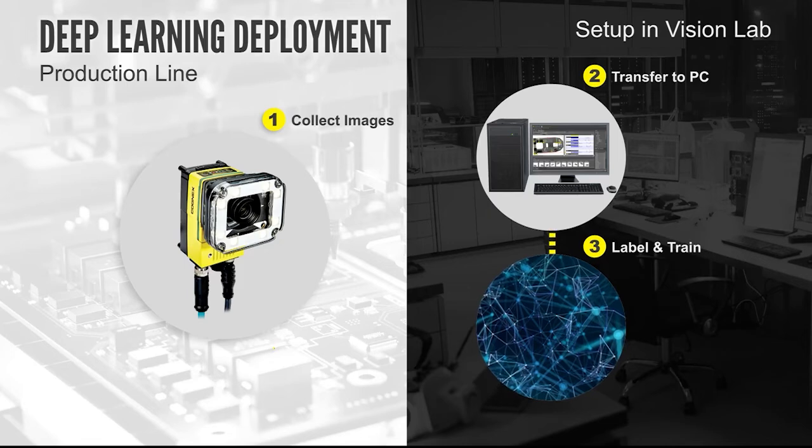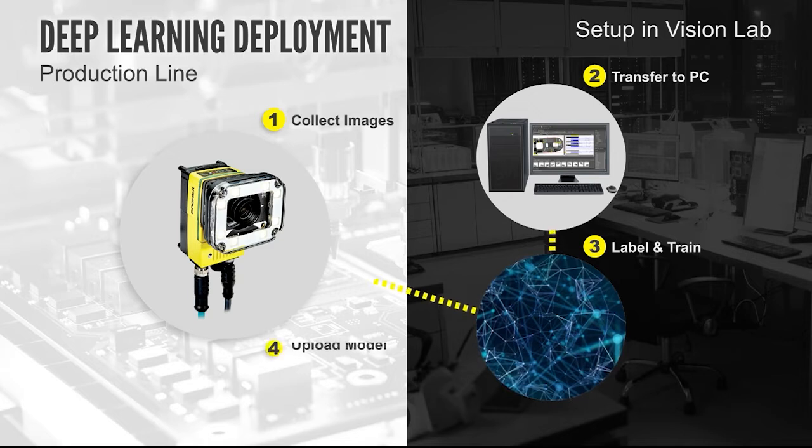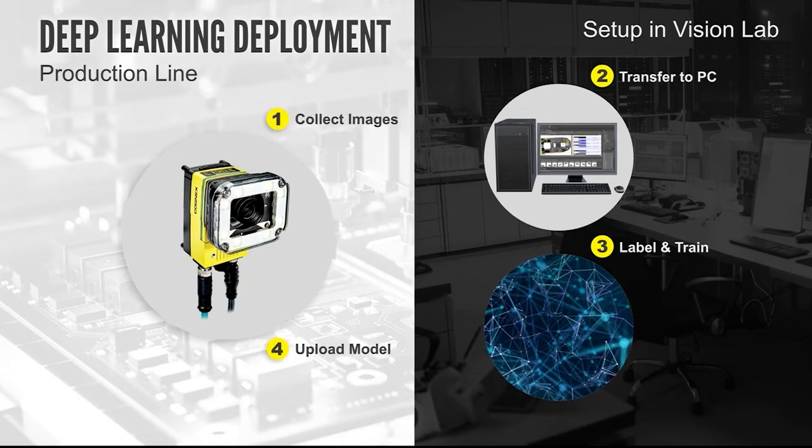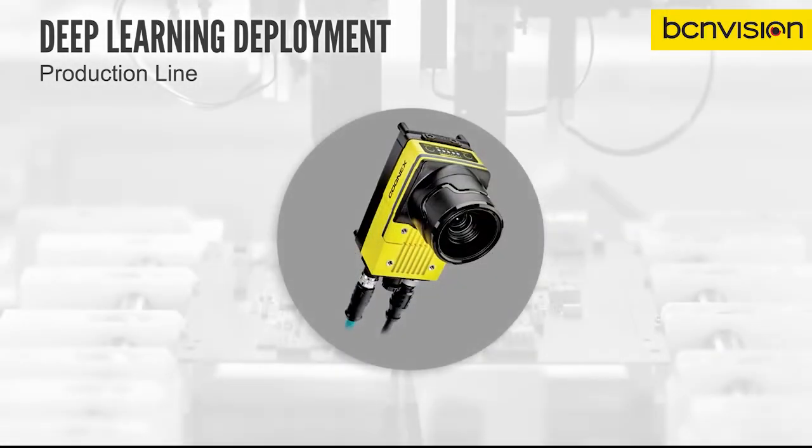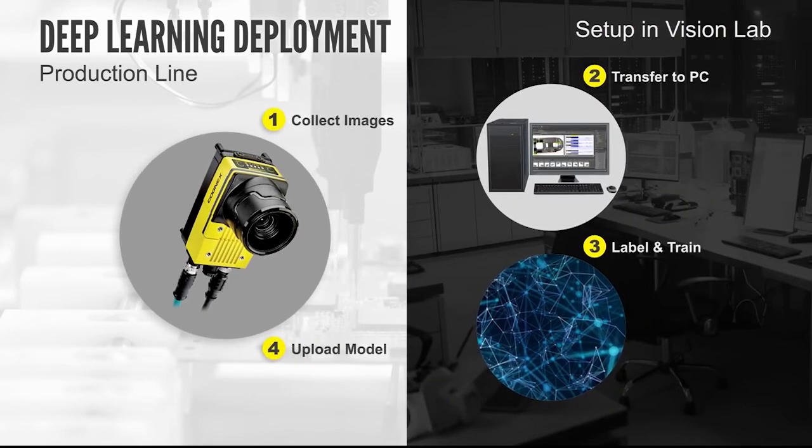Once that model is optimized and its performance matches the requirements, it is ready for production. At that point, the model is transferred to the camera and deployed on the production line. Note, however, if anything changes, such as the introduction of new products or the replacement of an illumination, the customer needs to go through that same process again.